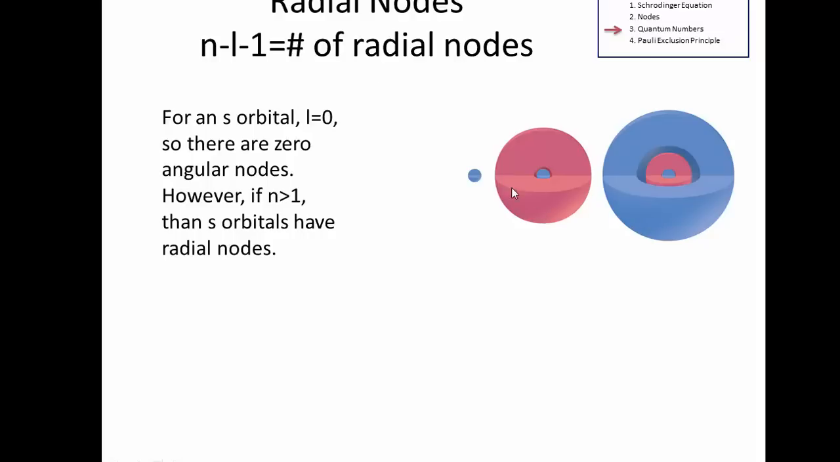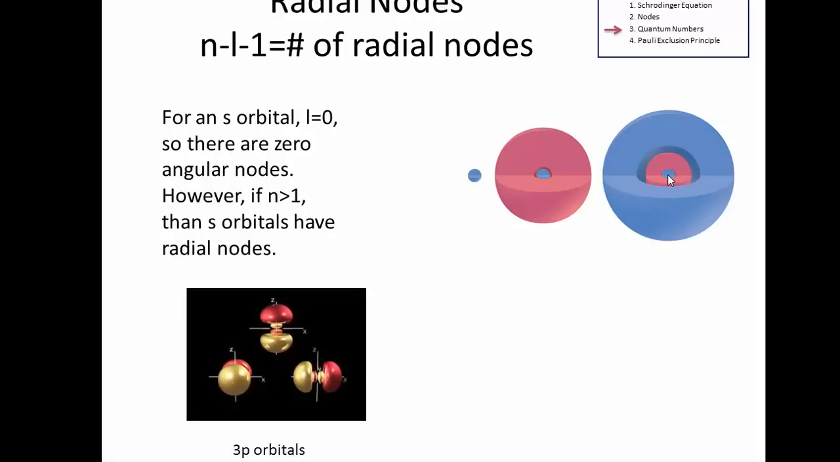So here are some examples of a 1s, 2s, and 3s orbital. For an s orbital, L is equal to 0, so there are 0 angular nodes. But if your n is greater than 1, then an s orbital will have radial nodes. So here's some examples. This is a 1s orbital, a 2s orbital, and a 3s orbital. The 1s orbital doesn't have any radial nodes. The 2s orbital has 1 radial node, and the 3s orbital has 2 radial nodes.